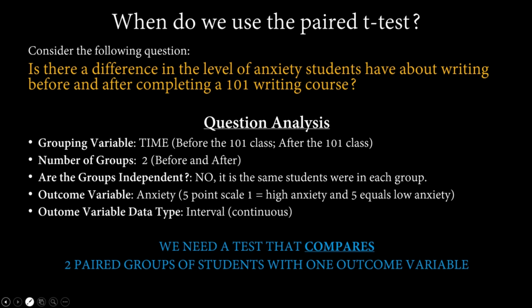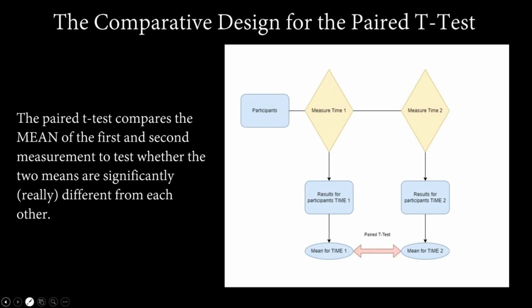We have an outcome variable: anxiety level. It's a 5-point scale, where 1 equals high anxiety and 5 equals low anxiety. The outcome variable data type is interval, continuous data. So we need a test that compares two paired groups of students with one outcome variable. Let's take a look at this schematically.